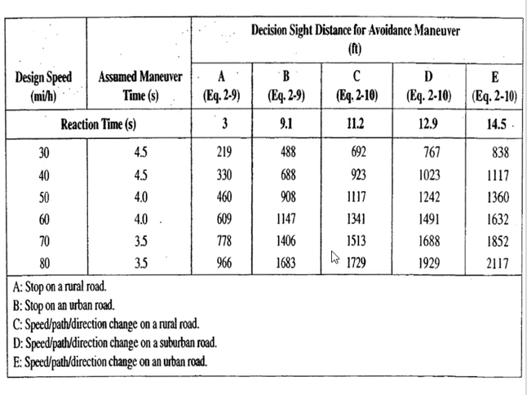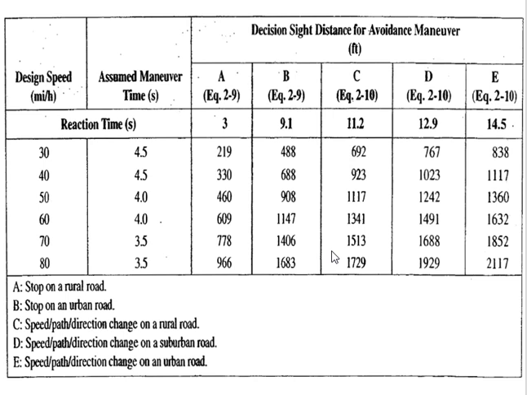The maneuver time. Design speed increases, maneuver time decreases. Why? Because now he is doing it faster. He is doing the same thing faster, so he needs less time. And then we have the reaction time on the top. This value 3 and 9.1. These are the reaction times. So the reaction time depends upon the situation.